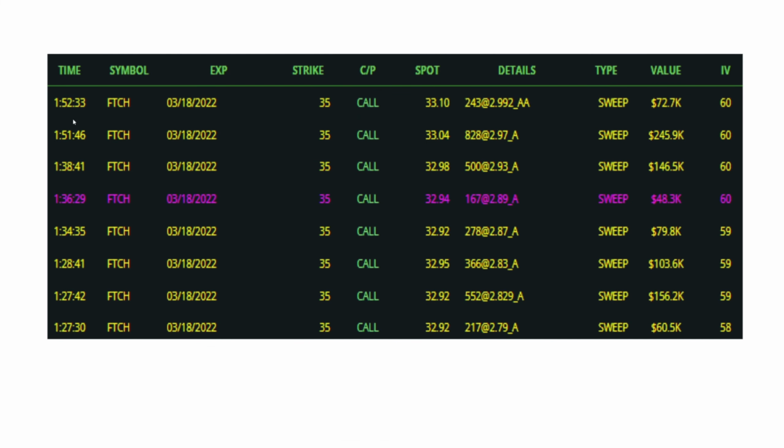What about this, FTCH? So this is a textbook play to follow. Look how IV climbs as the participant is sweeping the market in order to get filled. We have the same strike and expiry, and then they're hammering it home at the end with an above ask sweeper at the end of the day. This is the flow you should be looking for. These come in every few days.